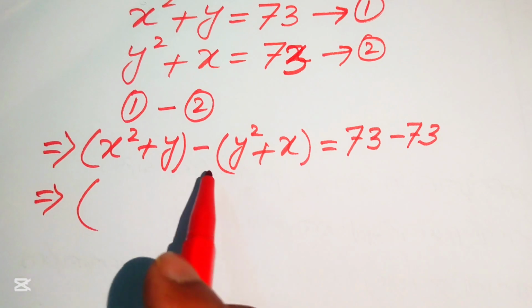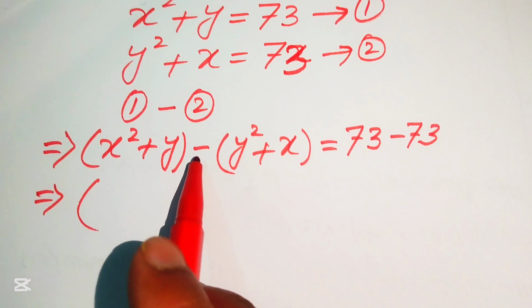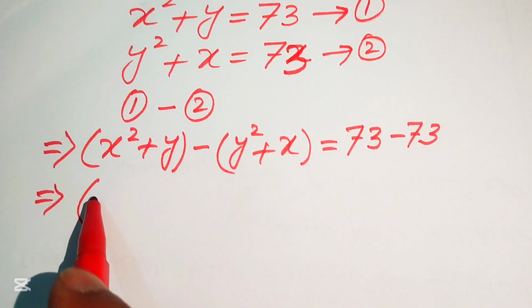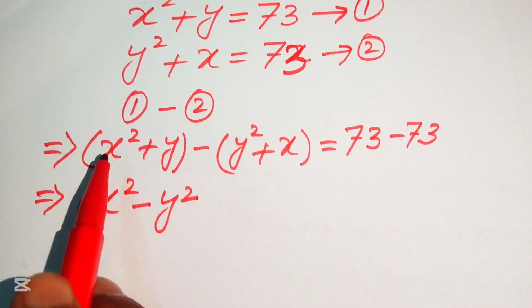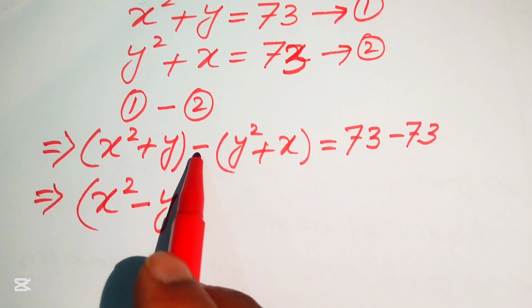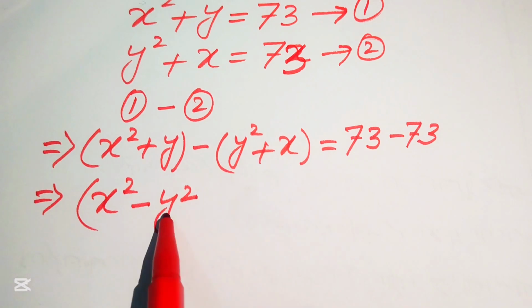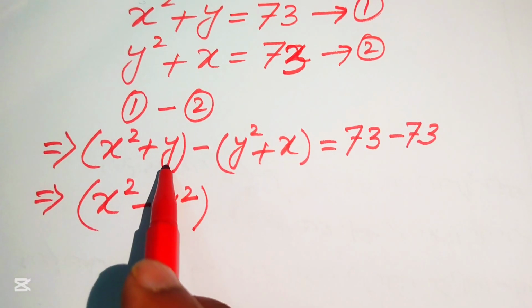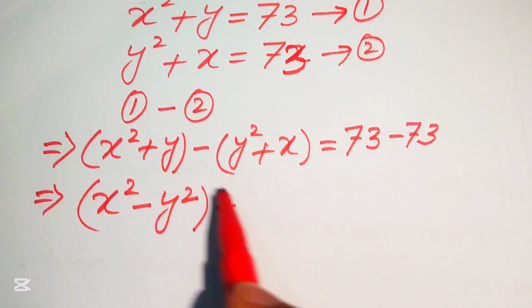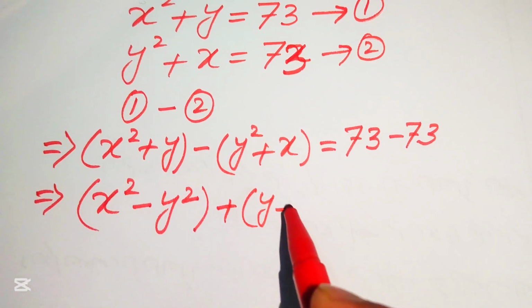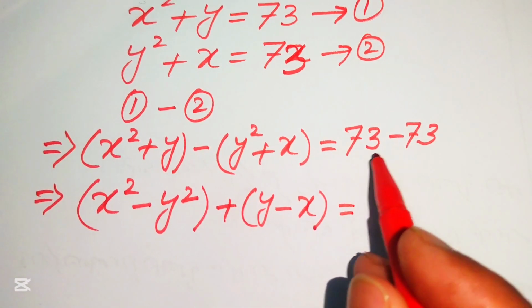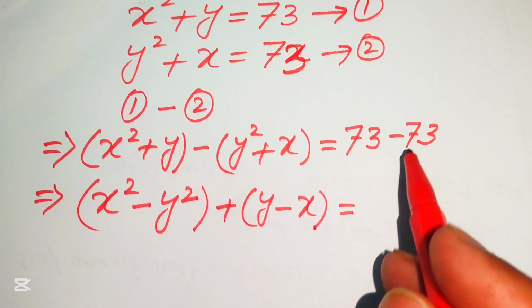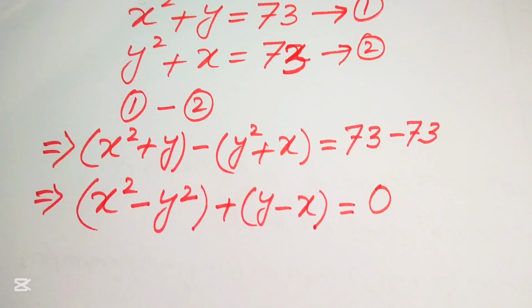Okay, so in the next step we need some simplification. So we rearrange the terms, and when you multiply this negative sign on both of these terms, now we will obtain x square minus y square. This is x square, and this is minus y square. And here we get y, and here we get minus x, and this is equals to 73 minus 73 equals to 0.